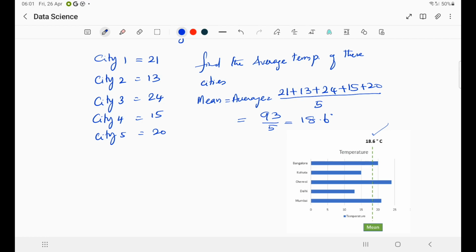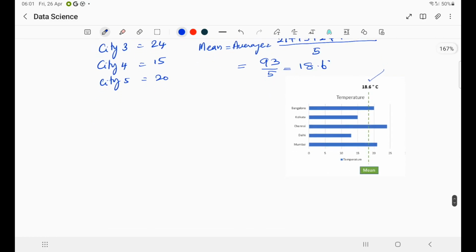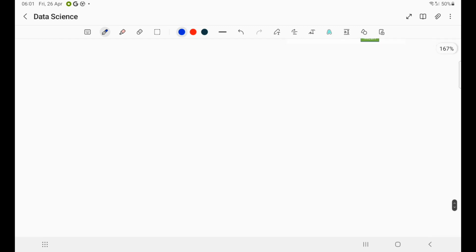Now, the second topic, let me lock the screen. The second topic is median.